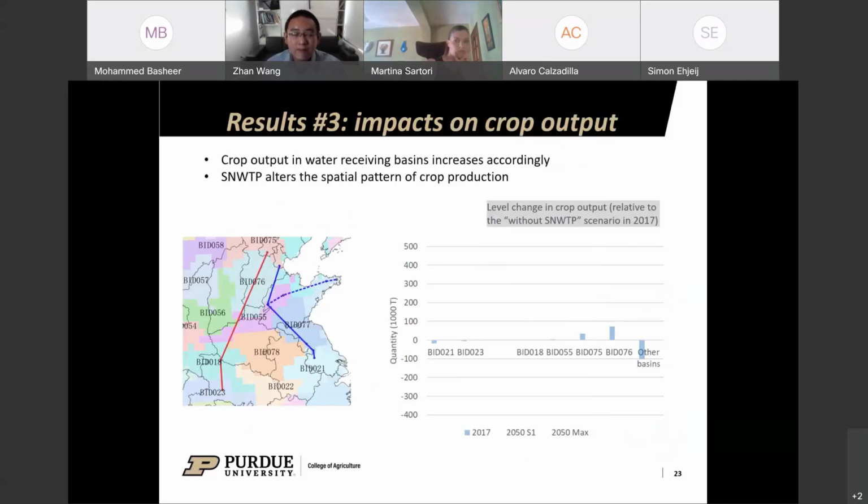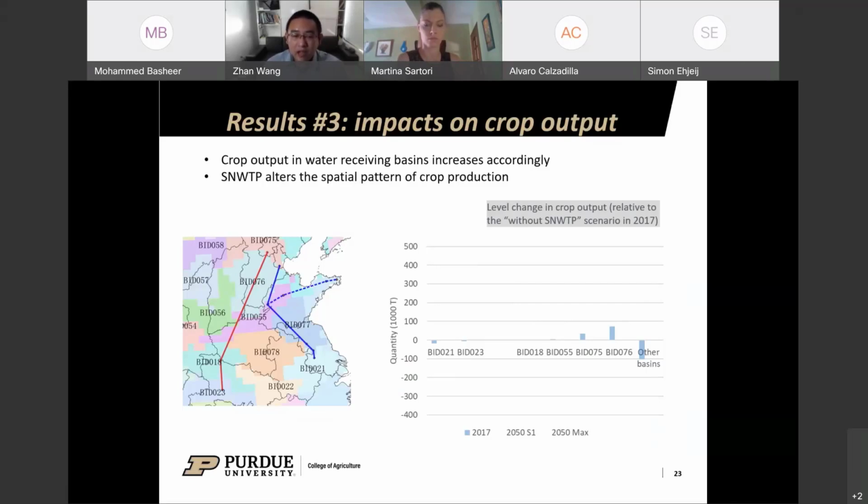First, let's look at the impact on crop output. At the basin level, we find that the SNWTP increases the amount of crop production in the water receiving basins, but decreases the amount of crop production in the water donating basins. Furthermore, we also see that for all the other basins that are not affected by SNWTP directly, the sum of their crop production change is also negative.